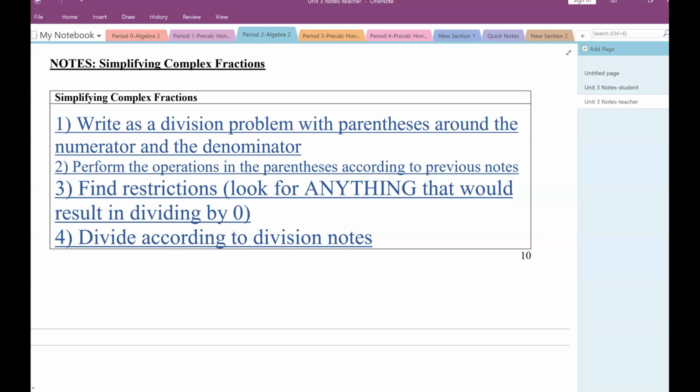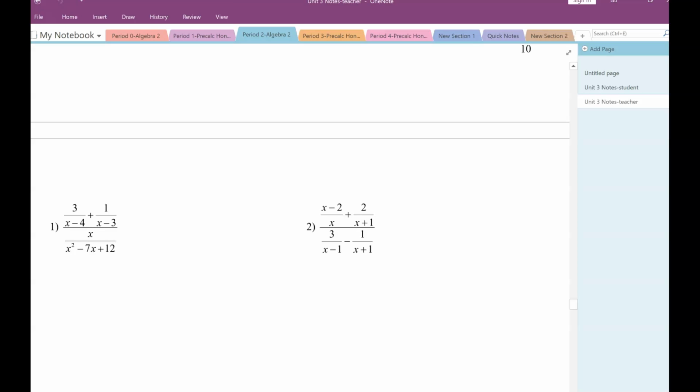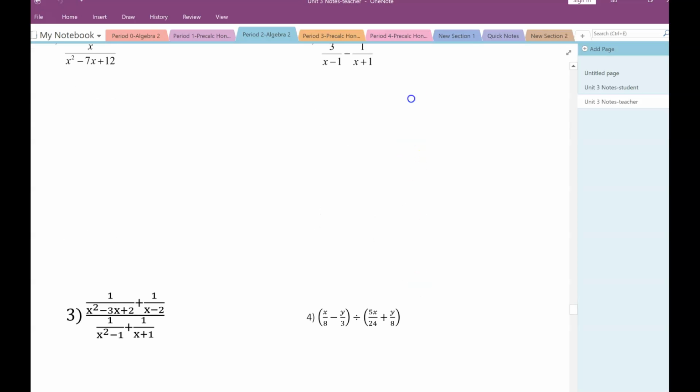Find restrictions. Look for anything that would result in dividing by 0. Good. Olivia, number 4, please. Divide according to division type. Perfect. All right. Let's rock and roll. We are going to do 2 questions today, 1 and 2.